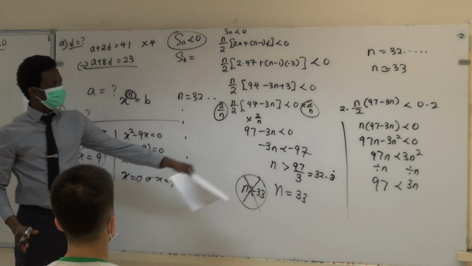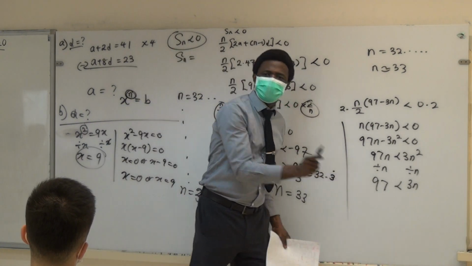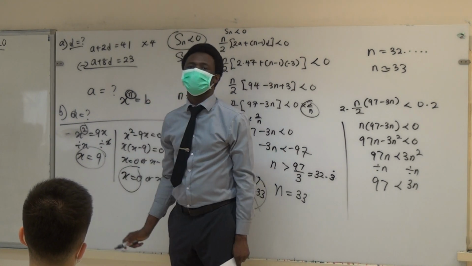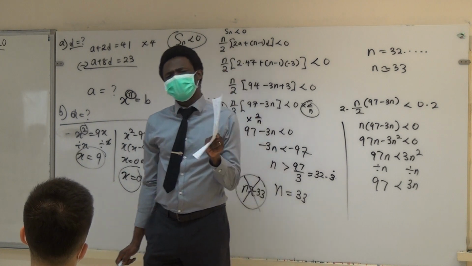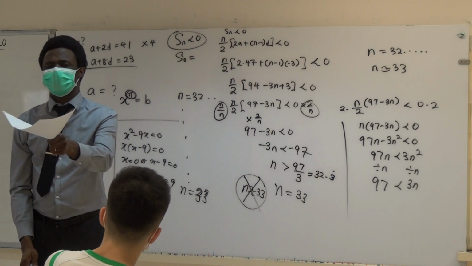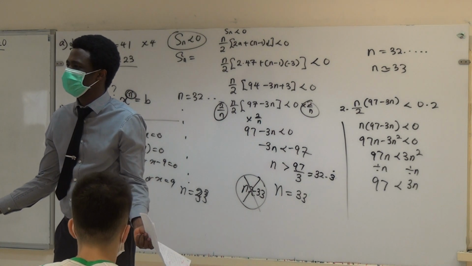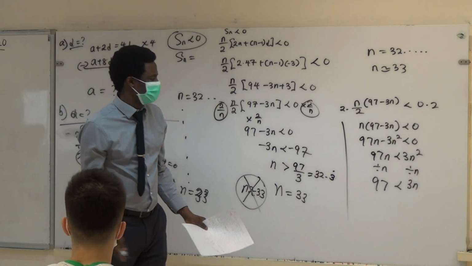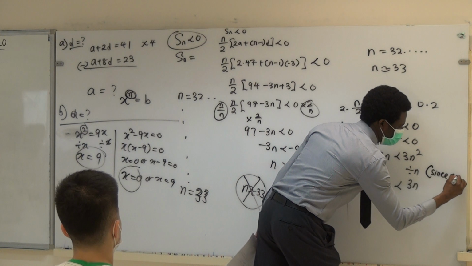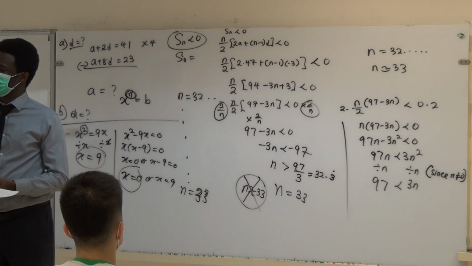So one will expect the same thing here. I'm only saying you can actually divide, but under one condition: if it is guaranteed that it is not 0. Is there anything in this question to guarantee us that n is not 0? N is a position in the sequence. The position cannot be 0, right? So since you can't have 0 position, you can say divide, then in brackets, since n is not equal to 0. Then you have written a perfect solution.